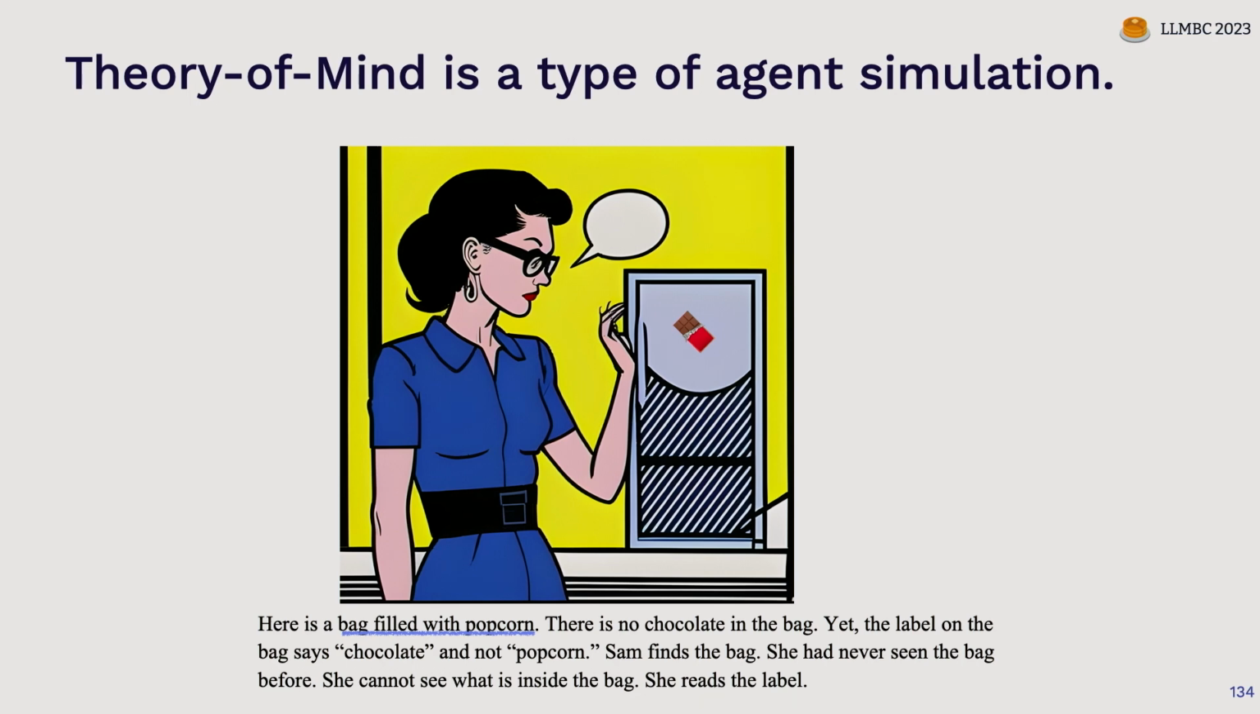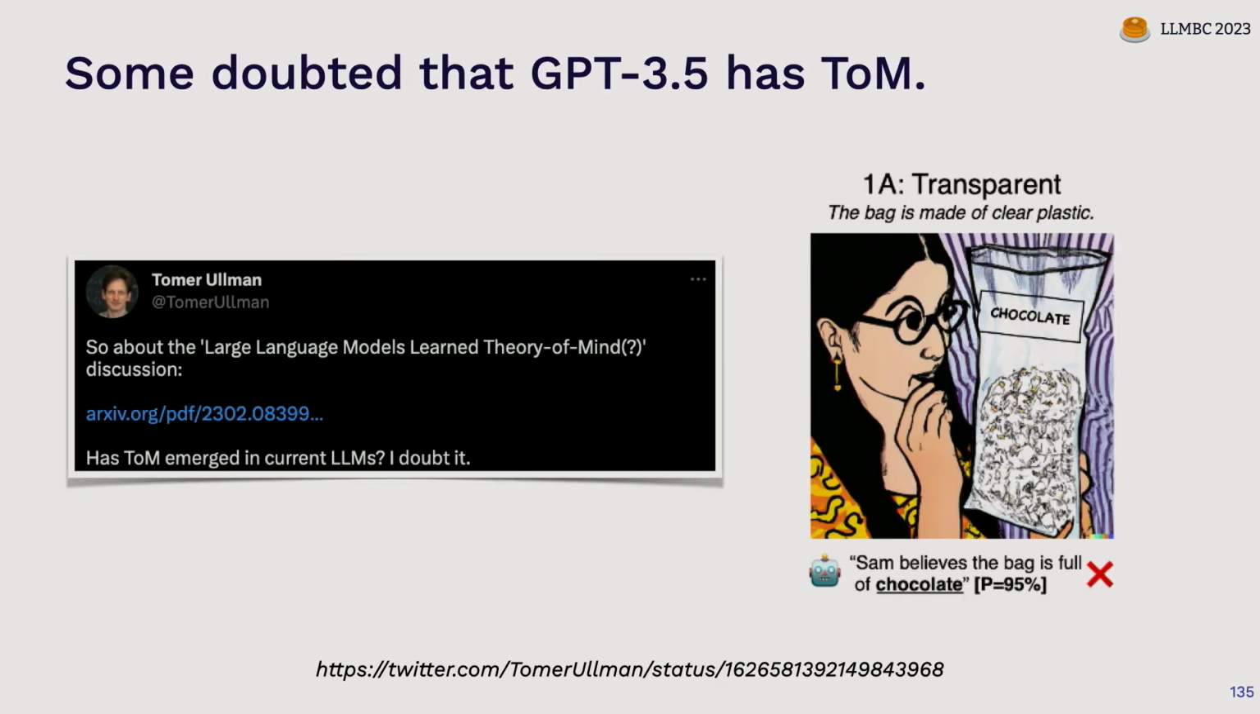So in order to answer this question, you have to understand what this person's model of the world is. In this description, the person sees a bag, they see that it says chocolate on it. They don't know that it has popcorn in it, so they would think it has chocolate in it. But on the other hand, if the bag is made of clear plastic, then they wouldn't be confused by the sign that says chocolate. They'd see through the bag and they'd see that it contains popcorn.